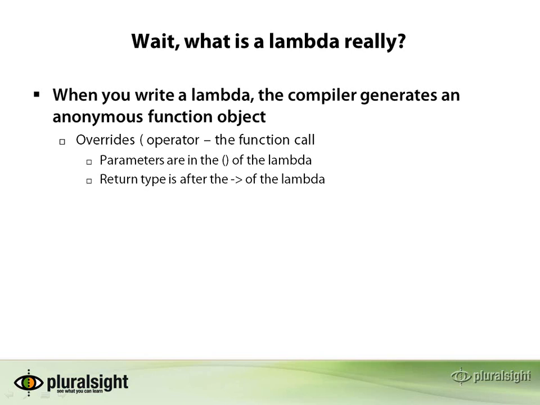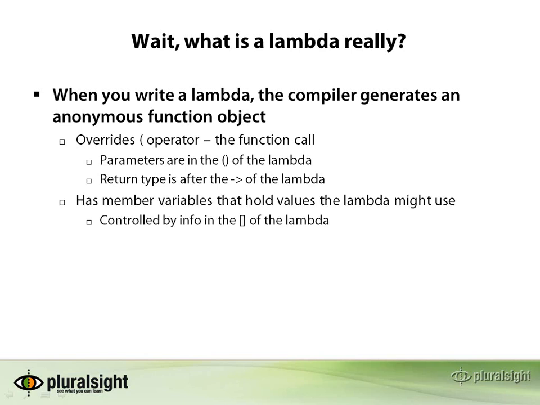But there's more to it than that. The anonymous function object that's generated for you by the compiler has member variables. And these member variables hold all of the values that are used inside the body of the lambda. Now, so far, the bodies of the lambdas I've shown you haven't used anything other than the parameter, n in most cases, that it was passed. But the lambda has access to information from the calling scope, and that information is put into member variables of this anonymous function object that's being generated for you.